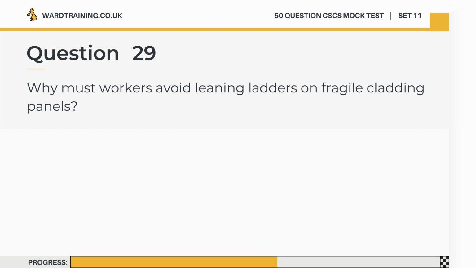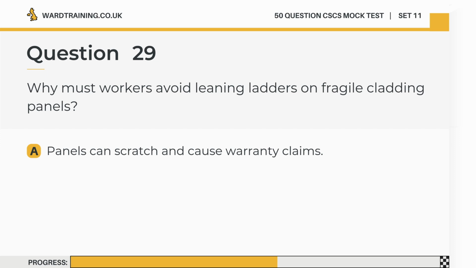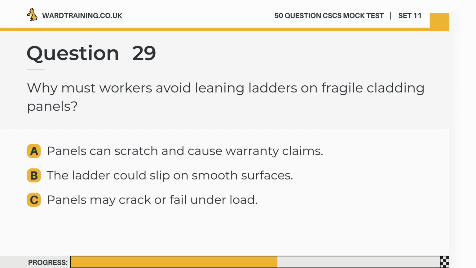Question 29. Why must workers avoid leaning ladders on fragile cladding panels? A. Panels can scratch and cause warranty claims. B. The ladder could slip on smooth surfaces. C. Panels may crack or fail under load. D. It may create noise that distracts others.